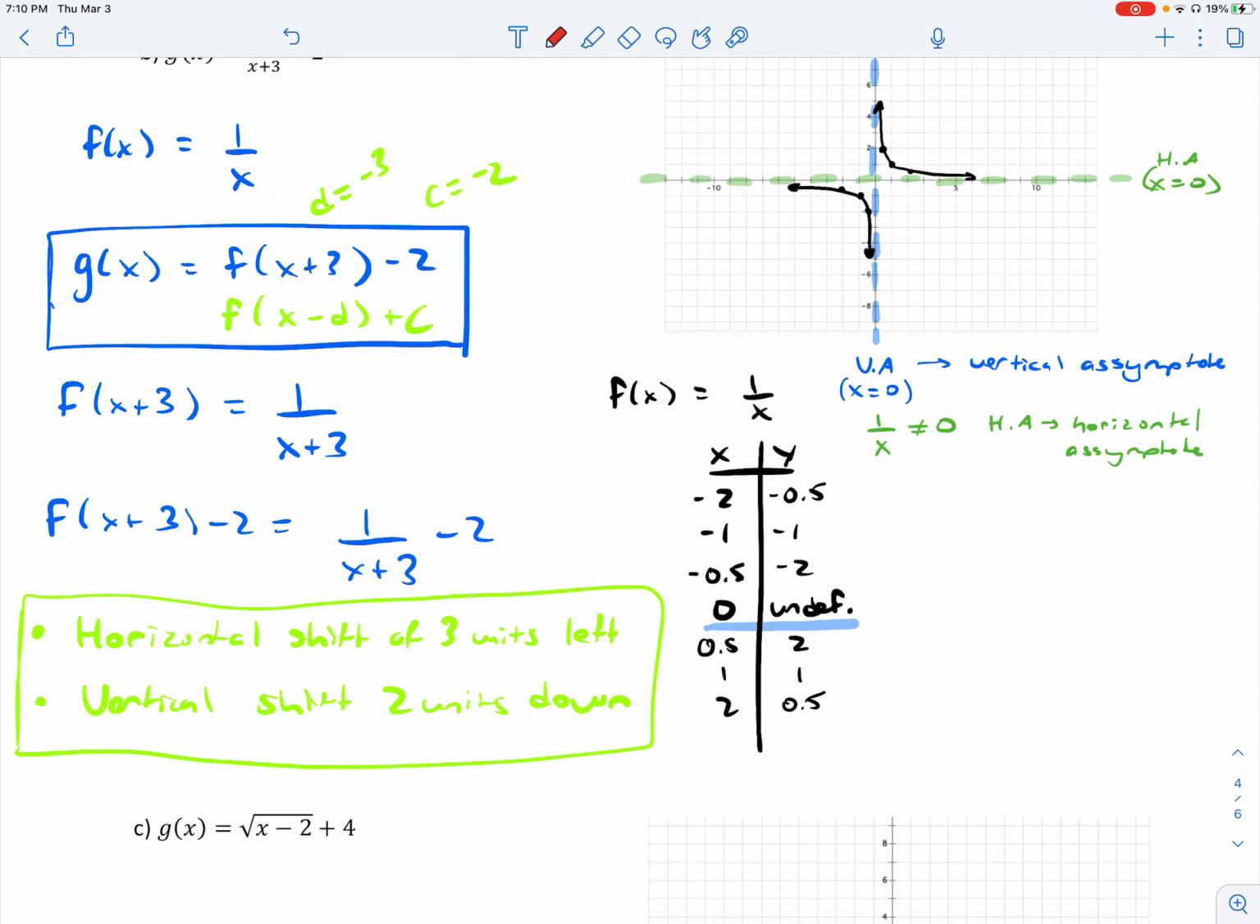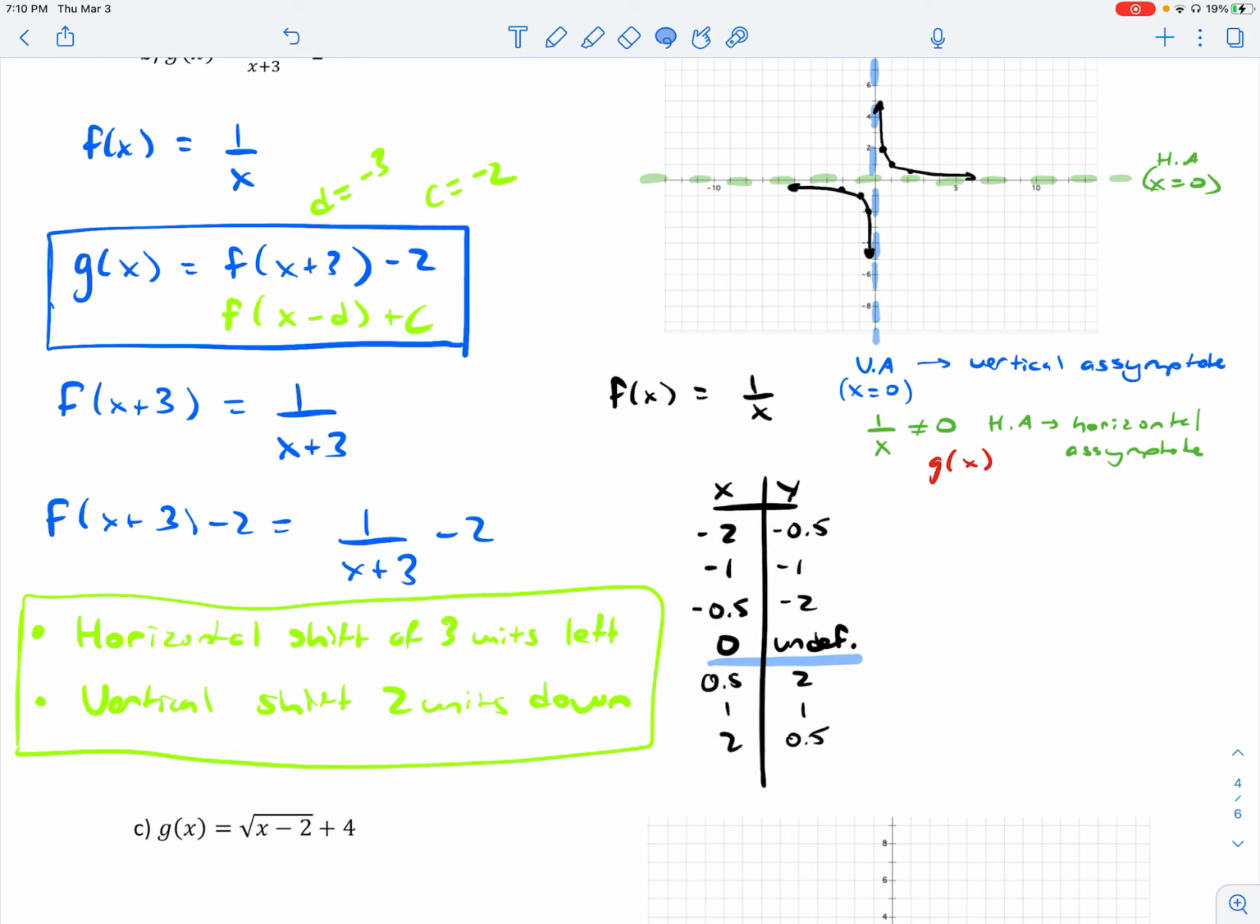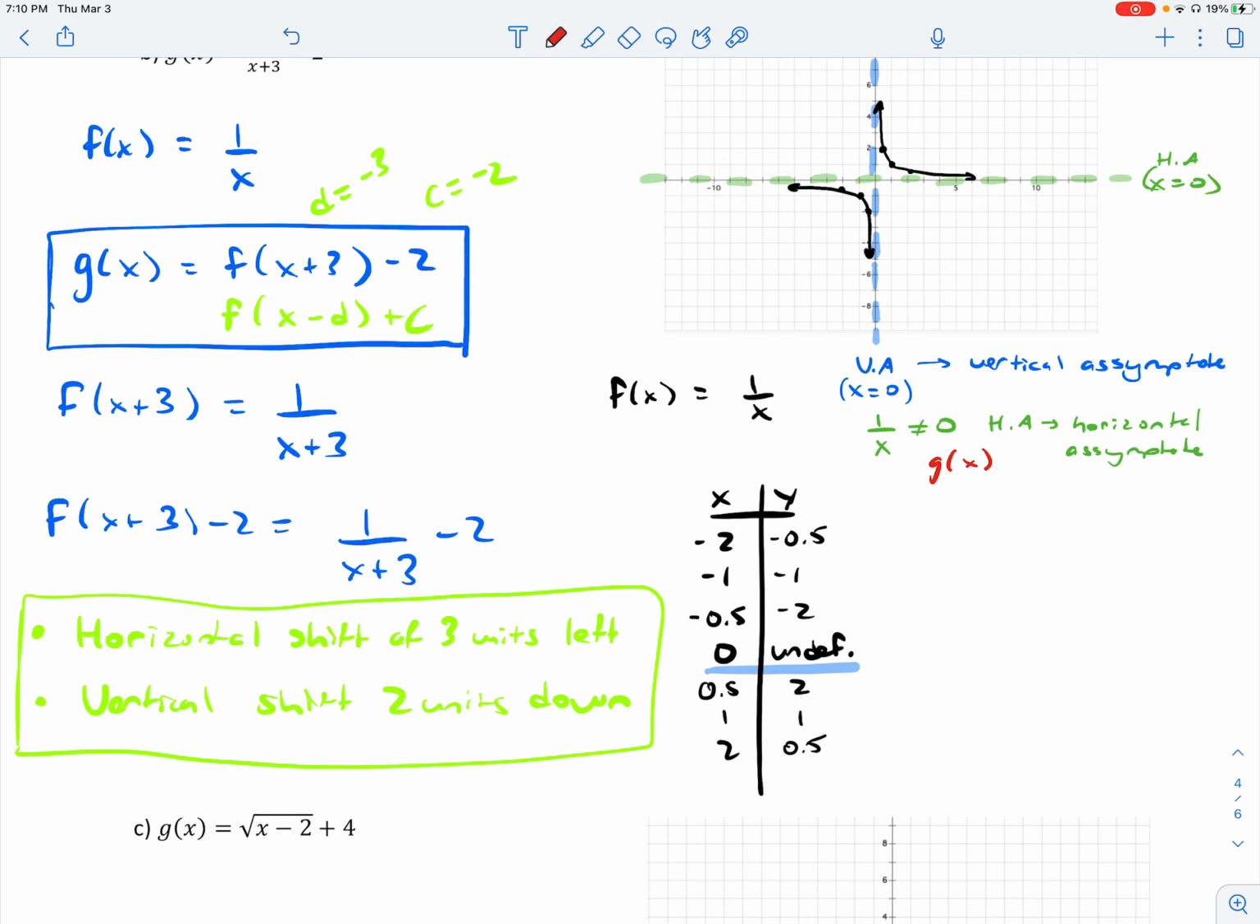Erase this here. So we'll do it in g of x. So I need to take all these nice points. I'm just going to lower them a little bit. I want to map them over to new ones. So I need to do a horizontal shift of 3 units to the left.